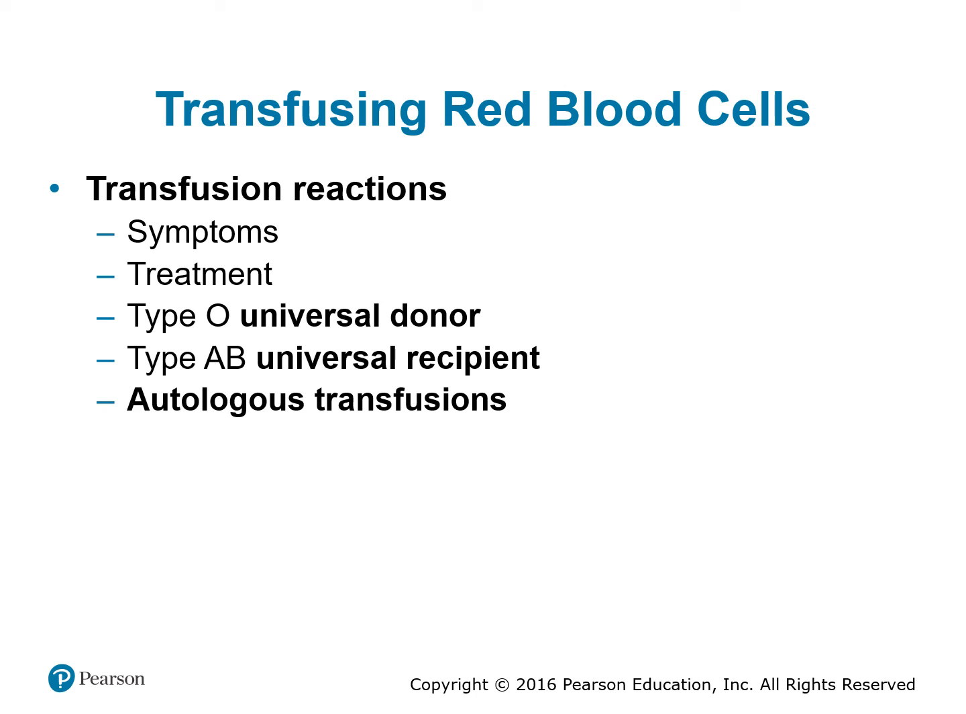Type O blood is known as the universal donor, as people with type O blood do not have A or B antigens present on their red blood cells. Type AB blood is known as the universal recipient, so there are no anti-A or anti-B antibodies present. This can be misleading, as other agglutinogens that cause transfusion reactions must also be considered, as we mentioned previously. And autologous transfusions occur when the patient pre-donates his or her own blood and it's stored and given to that patient if needed down the road.